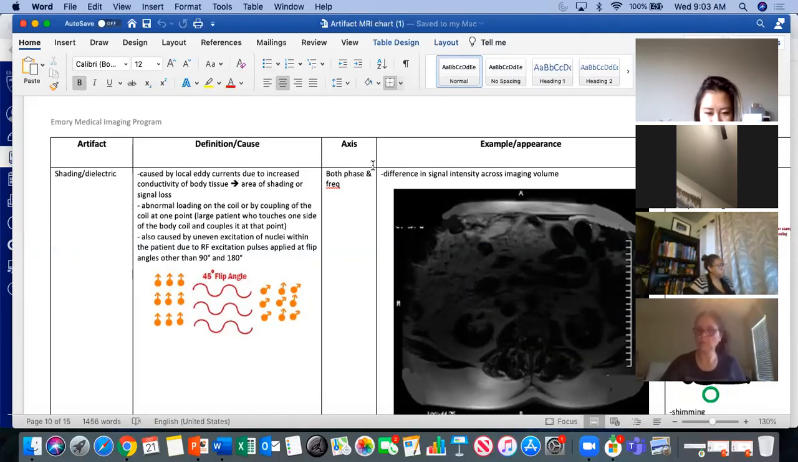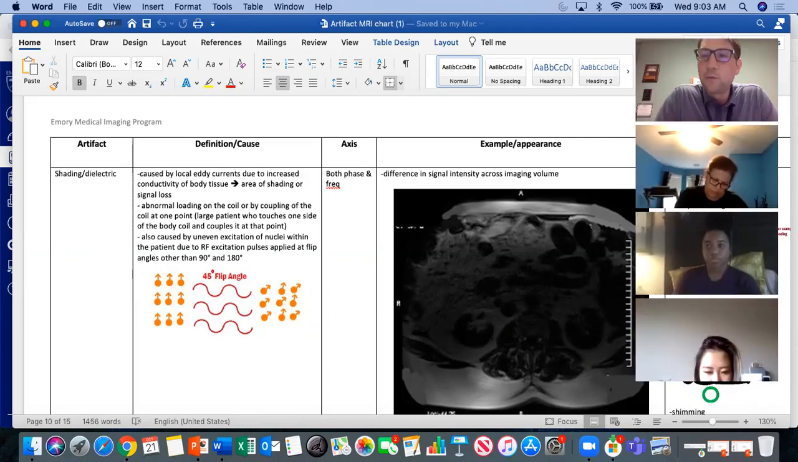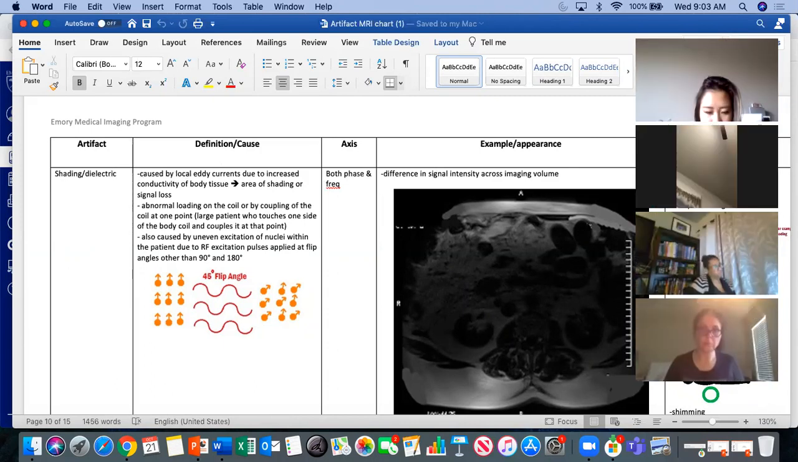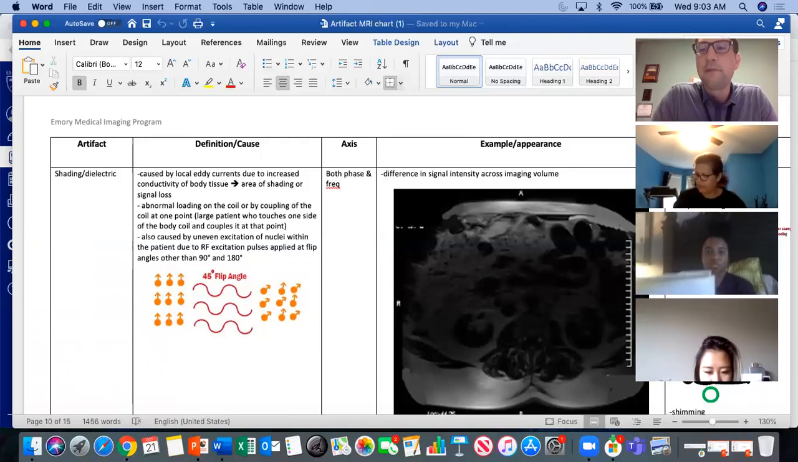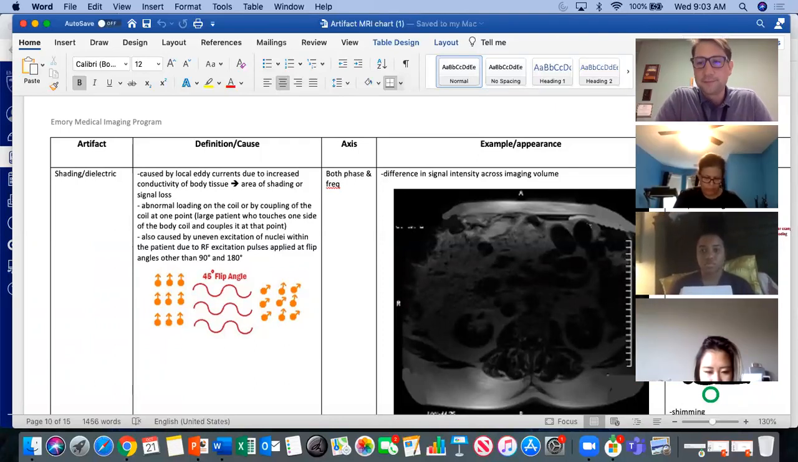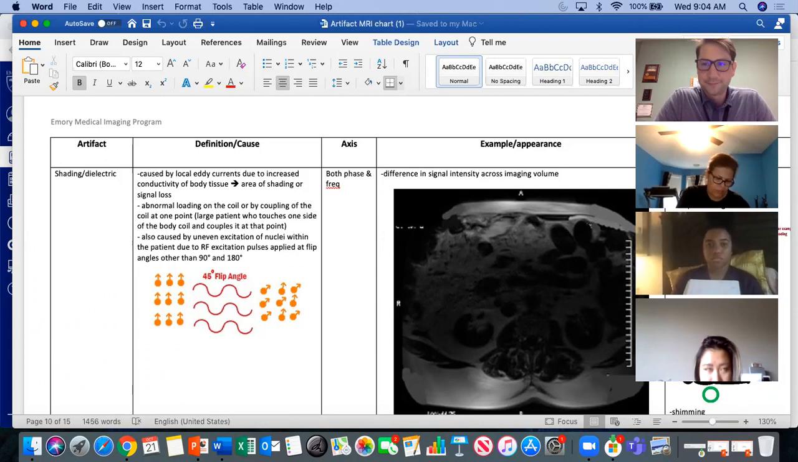All right, the next artifact is called shading or dielectric. We get dielectric because we're inducing a current, basically. It's caused by local eddy currents due to increased conductivity of body tissue. So certain tissues within our body are more conductive. What do you think would be a more conductive tissue in your body? Let's say muscle or fat. What do you think? More conductive?